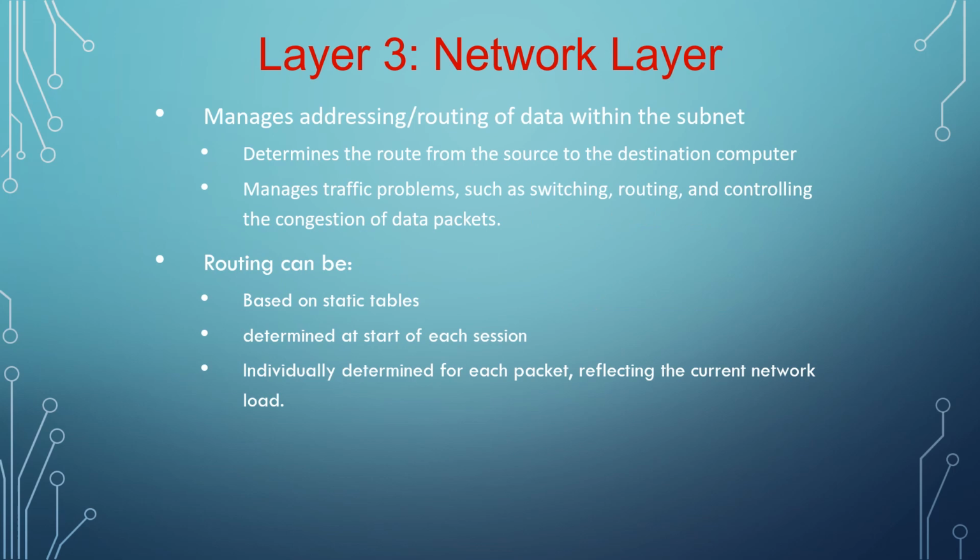Next to the transport layer is the network layer. The transport layer passes data segments to the network layer. Here the data units in the network layer are called packets. The network layer manages logical addressing and routing of data within the subnet. It determines the route from source to destination. It manages traffic problems such as switching, routing and controlling the congestion of data packets. Here the routing can be based on a static table and it is determined at the start of each session. Individually it will be determined for each packet, reflecting the current network load.